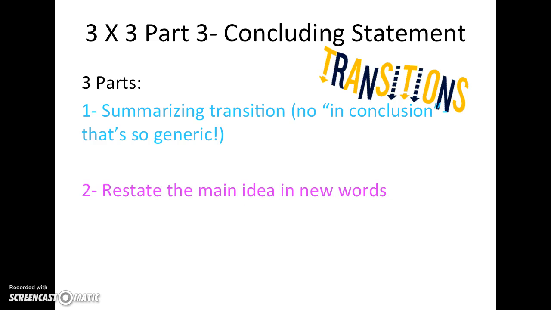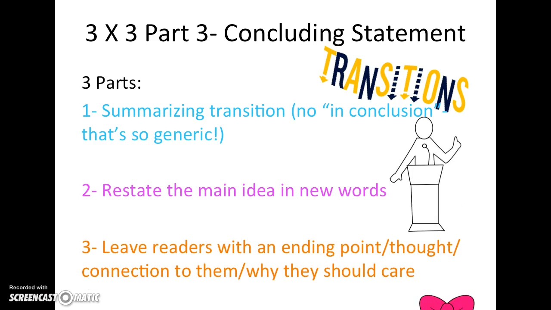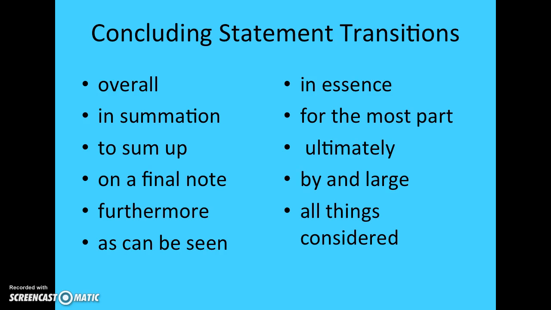Start with a transition. Restate the main idea in new words. And then you want to end by leaving the readers with an ending point or thought or connection to them, why they should care. So about a sentence or half of a sentence to connect to the reader. Like I have a little bow there because it kind of just puts a bow on top of it all. Here are some good concluding statement transition words or phrases. You can use these instead of in conclusion. So you could always pause the video here, take a look at these, write a few down if you need to.